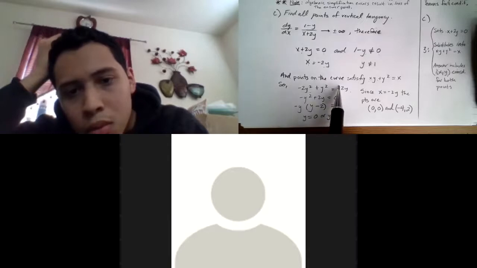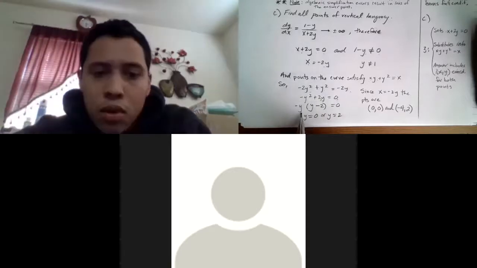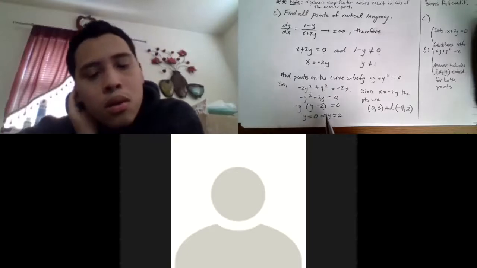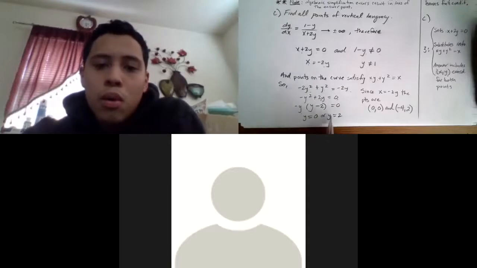And we add negative 2y to both sides. And so we get a positive 2y on the left and 0 on the right. This is now easily factorable. I can just now factor out negative y, which leaves y minus 2. And so y equals 0 and y equals 2 are the two solutions to that quadratic equation.